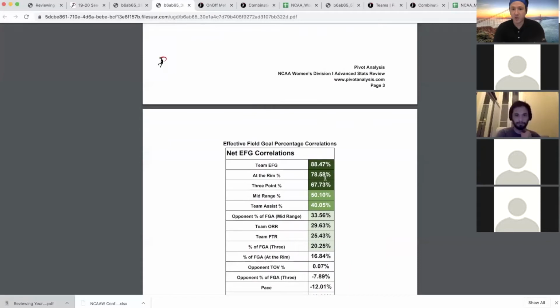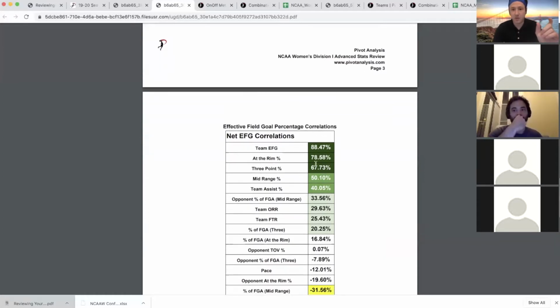The specific numbers are important, but it's usually good to reference them in buckets. There's a 10% gap between at the rim percentage and 3-point percentage in this. Maybe one is a little more important, but essentially it's more important that these three are viewed as tier 1, and then these other ones viewed as tier 2. So it's about bucketing these things and saying, okay, your ability to make that mid-range shot is not as important as rim and three, period.